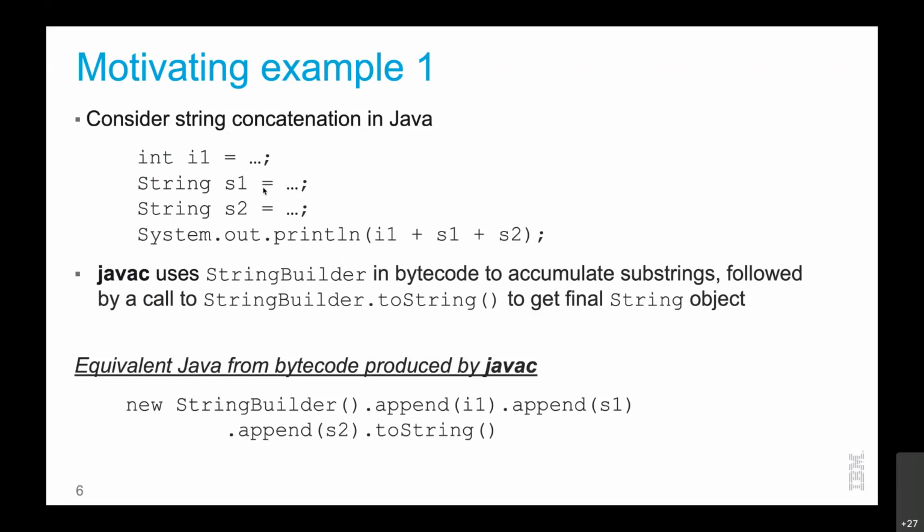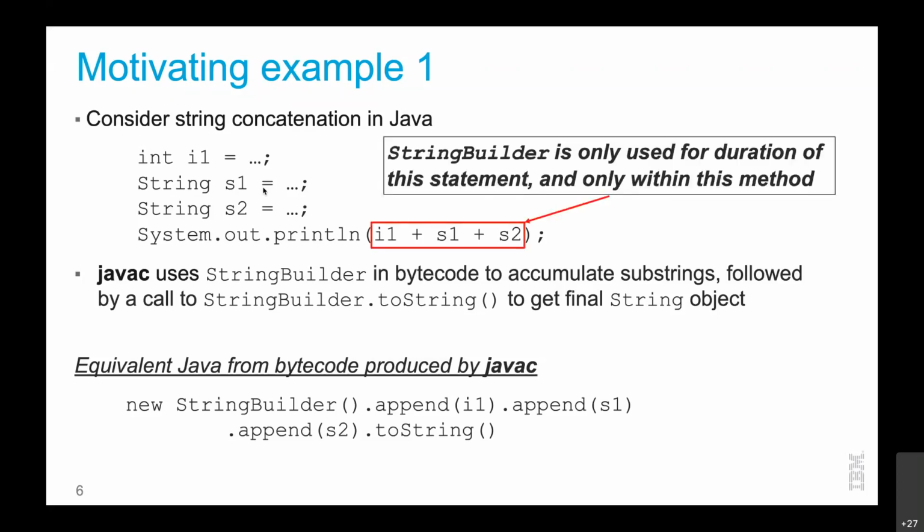It constructs a string builder, does several append operations for each of the values being appended to the string, and then calls toString to get the final string object. So the point here is that this string builder that's being created is only used for the duration of this single statement and only within this particular method. So it's a very short-lived thing. It's needed only very briefly.